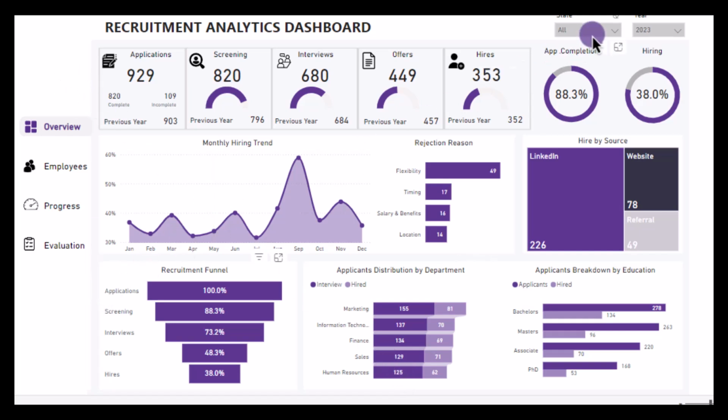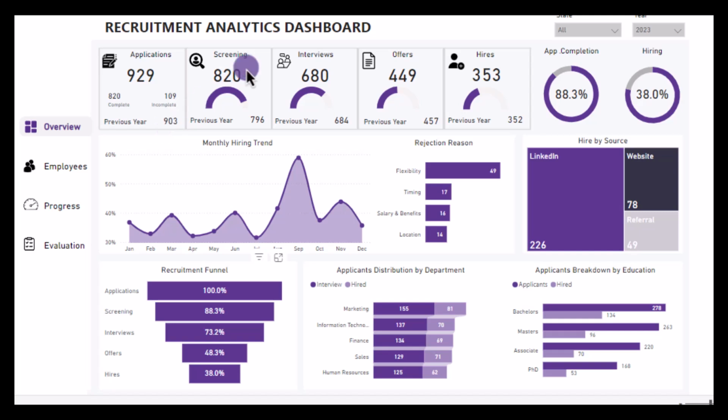So, first of all, we have two slicers here. One is for states, which shows us all of the states available in our dataset. After that, we have another slicer which is for years, which shows us all of the years. And then we have around 5 card visuals. Number 1 is for applications. It shows the total number of job applications. We have received 929 applications with 820 completed and 109 incomplete. And previous year's total was 903.